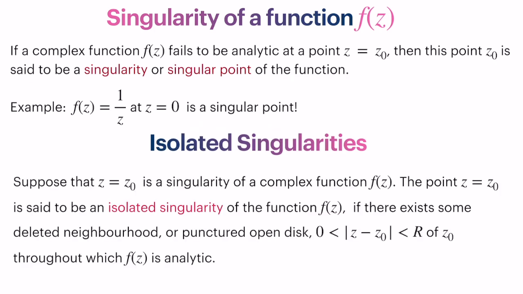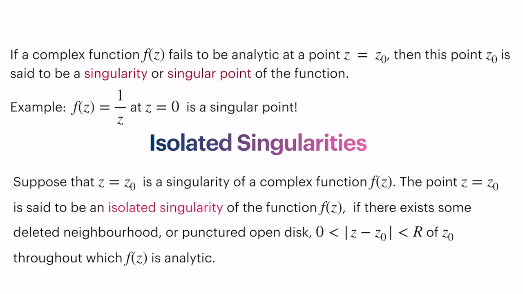It is obvious, but let's look at the definition first. Suppose that z equal to z naught is a singularity of a complex function f of z. Then the point z equal to z naught is said to be an isolated singularity of the function f of z if there exists some deleted neighborhood or punctured open disk such that 0 is less than mod of z minus z naught, which is less than r. That basically means the neighborhood of z naught with radius r around z naught through which f of z is analytic. Let's try to see it more pictorially.